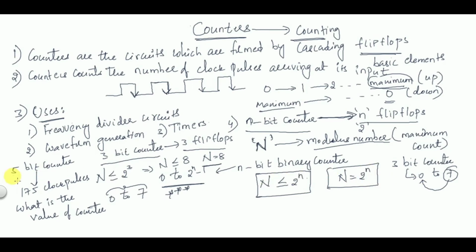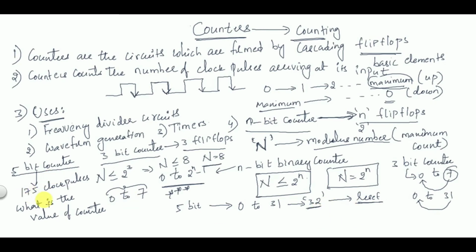If this type of question is asked, a 5-bit counter after 175 clock pulses, what is the counter? A 5-bit counter will count from 0 to 31. Totally it counts 2 power 5, which is equal to 32. After every 32 clock pulses, the counter is going to reset. After 31, it again resets to 0.